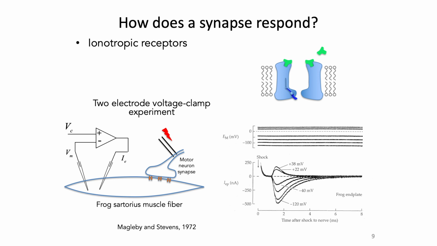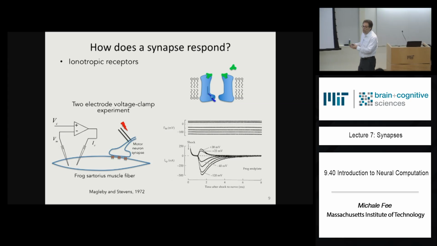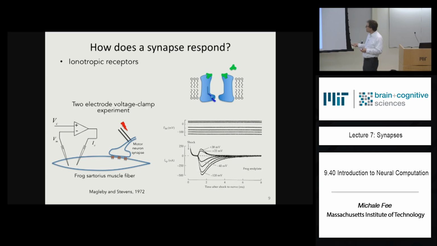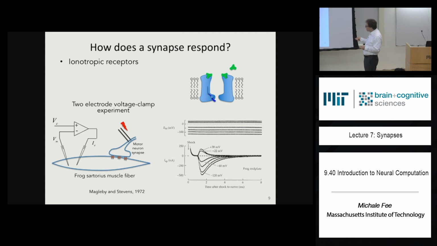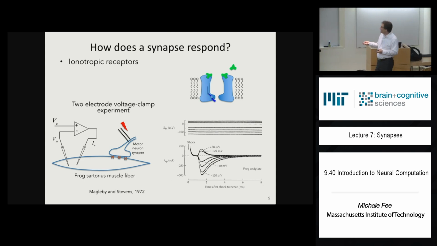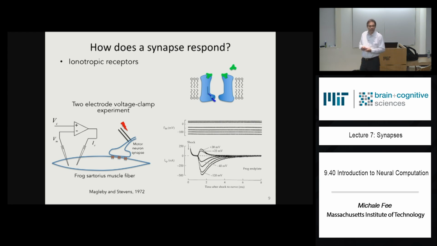You hold the voltage at different levels, and then they electrically stimulated the motor axon, the axon of the motor neuron that innervates the muscle. That activates the neuromuscular junction, which opens acetylcholine receptors and produces a current as a function of time after the synapse is activated. Any questions about the setup? We're simply holding the cell at different voltages, activating the synapse, and measuring how much current flows through the synapse.